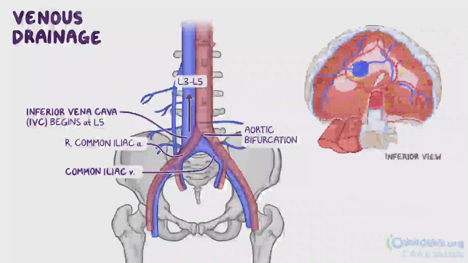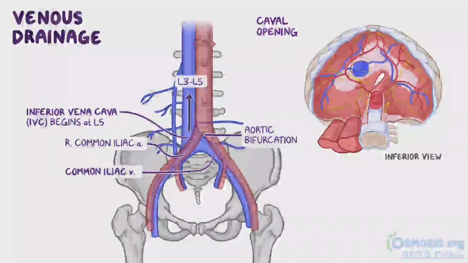Finally, the inferior vena cava leaves the abdomen by passing through the caval opening in the diaphragm at the level of the T8 vertebra.